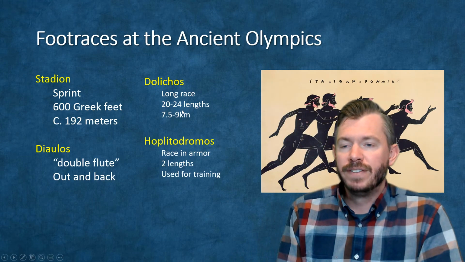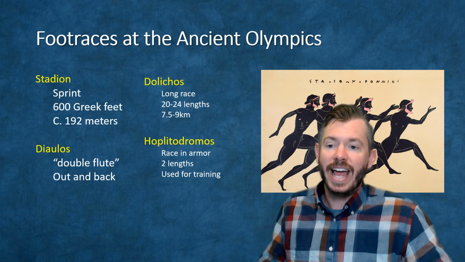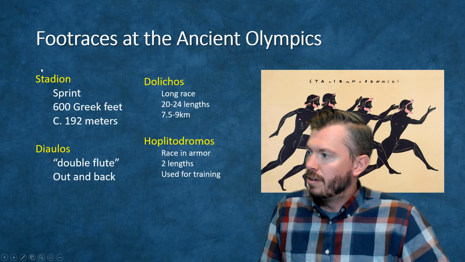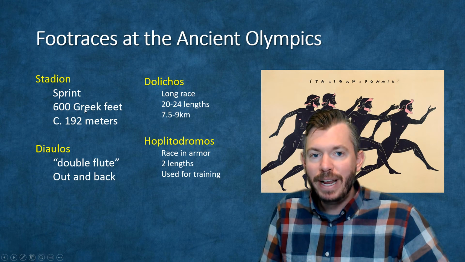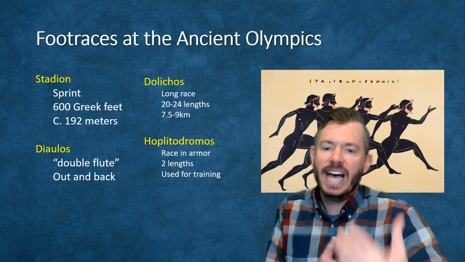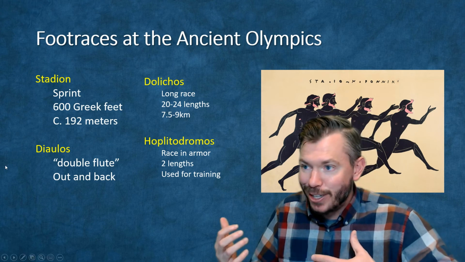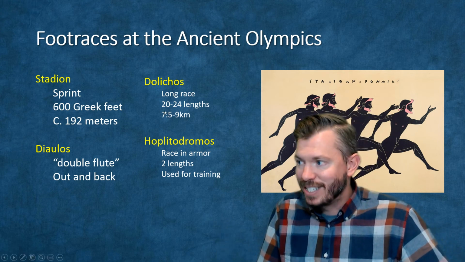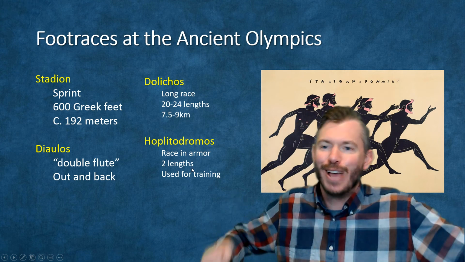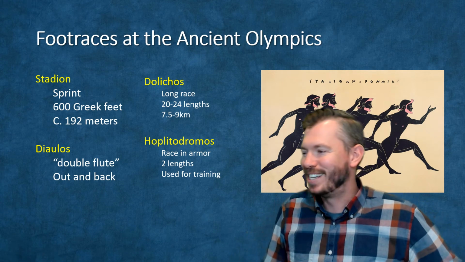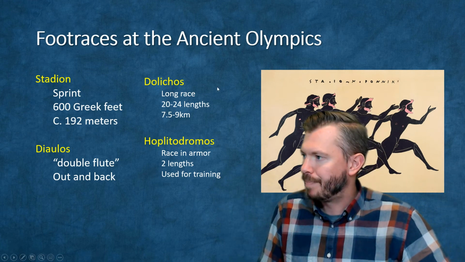Now, the events themselves, they evolve over time. So when we read those victor lists, what we find out is that the very first one was just a sprint. It's just the stade, and it's about a 200 meter sprint. And then over time, different versions of that get built up. So you have the out and back that shows up next. And then you've got the long race, the Dolichos. You've got the Hoplita Dromos, which is the armored race, right? So you actually do your running in full armor, like 60 pounds of armor. But these are all things that evolve over the course of time.